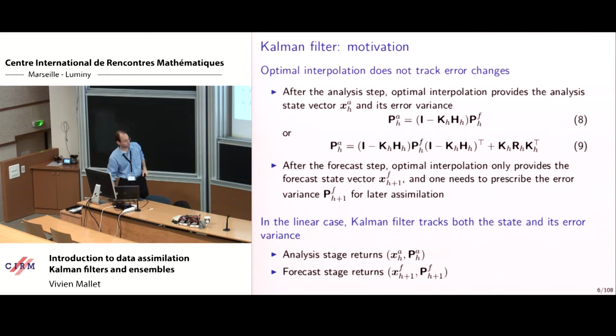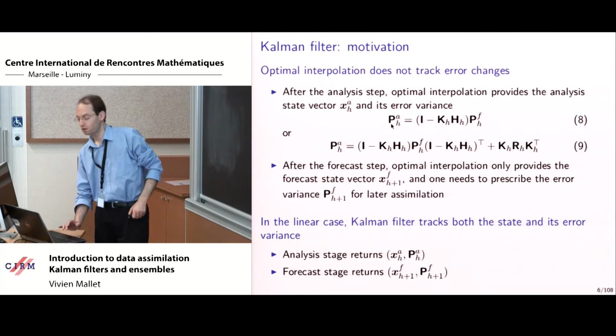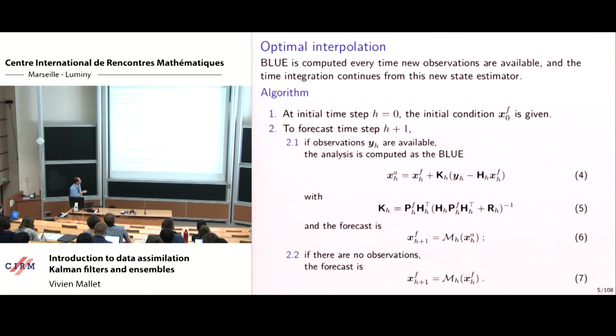One of the ways to write it is (I - KH) times P^f, or you can write it also this way. And the eigenvalues of this P^a are lower than the eigenvalues of your P^f because you've decreased the variance of your error on your analysis. That's normal, because in the data assimilation process you are constantly adding new observations, so decreasing the error with time. But in the previous algorithm, we never took that into account.